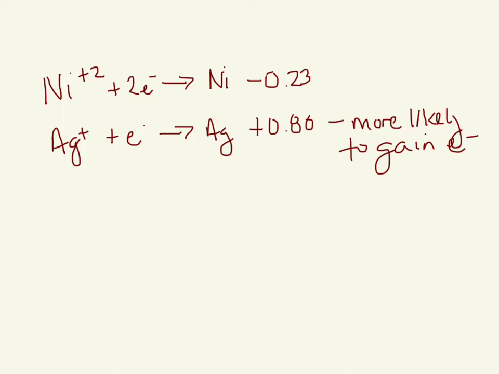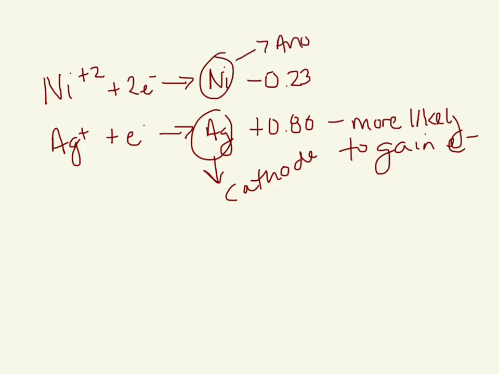So silver is a much stronger oxidizing agent. So in this particular cell, silver is going to be the one that's going to be reduced. Therefore, silver is going to be your cathode. Because remember, the reduction takes place at the cathode. And nickel, on the other hand, is going to be your anode, because the nickel, in comparison with the silver, is not likely to be reduced. It's much more likely to be oxidized.